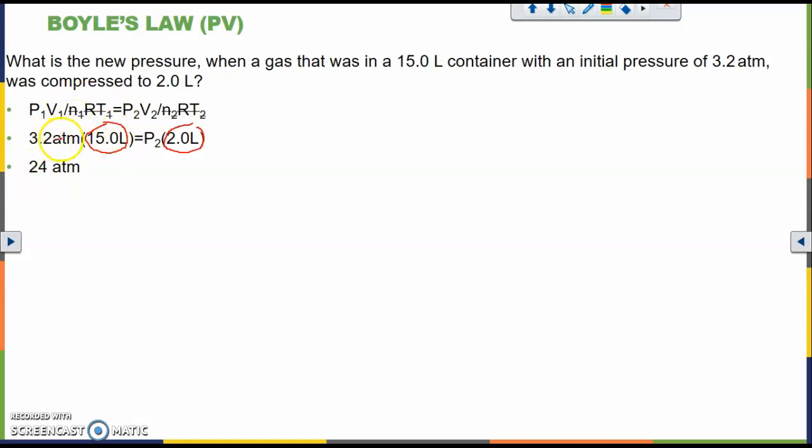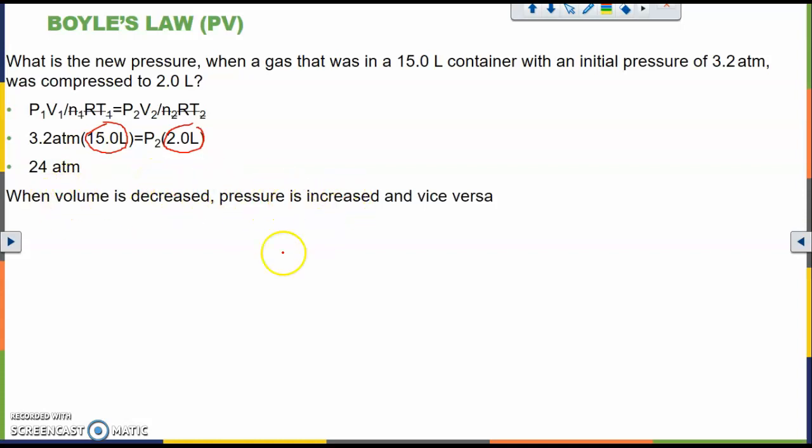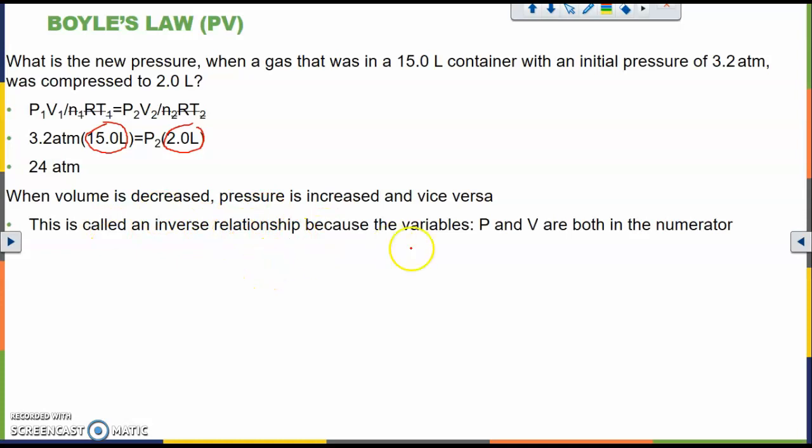So again, it should make sense. You need to always look at your numbers. If I decrease the volume, the pressure had to be greater than 3.2 atmospheres. If the volume V2 was bigger than the 15 liters, then the new pressure would be smaller than 3.2 atm. Volume decreased, pressure increased, and vice versa. This is called an inverse relationship, and the reason is that the variables P and V are both in the numerator, on the same side of the fraction bar. Very, very important.